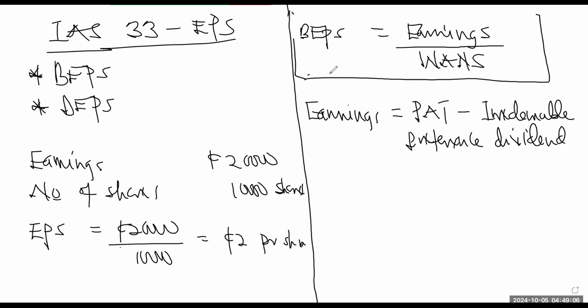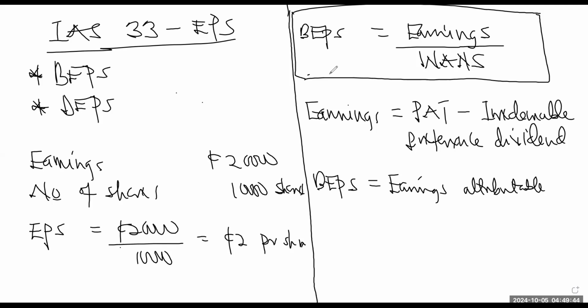Let's come to a group entity, or we are doing this for a parent entity. If you are doing this for a group entity, which will be the parents, the basic earnings per share for the parent entity will be the earnings attributable to the equity shareholders.